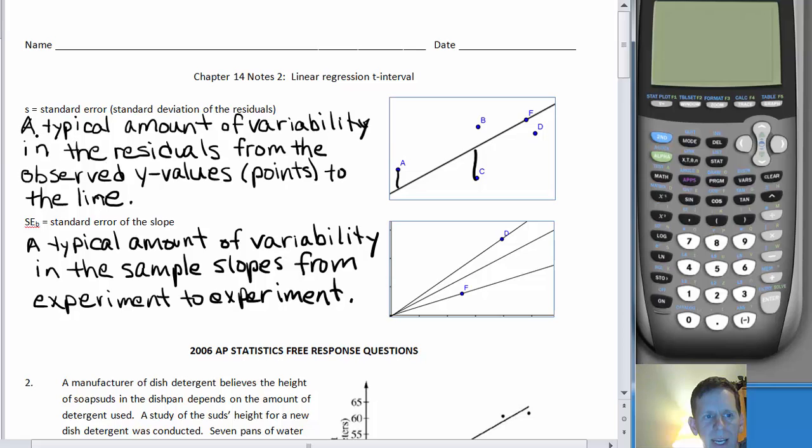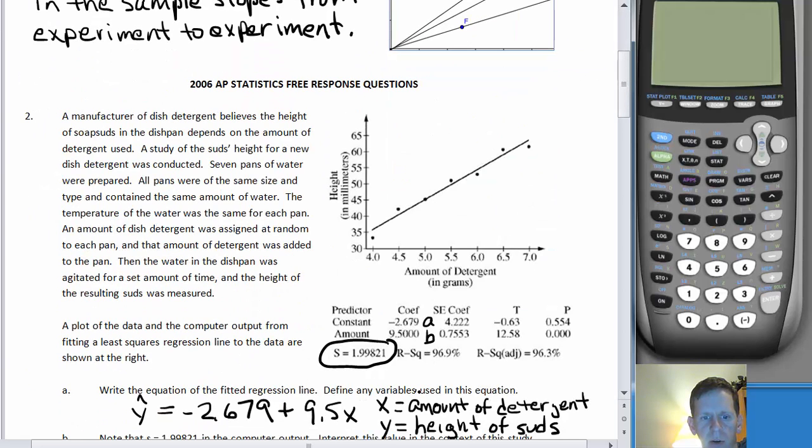1.99821 is the typical amount of variability in the residuals from the, in this case, the y values are dealing with the observed heights of suds to the line. So we're just going to mention the number, we're going to talk about this entire definition, and we're going to replace y values with what y is in this problem, and y in this problem, based on our graph and what we said earlier, is the height of suds.